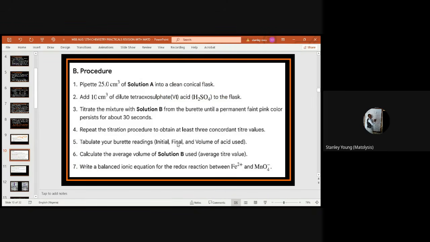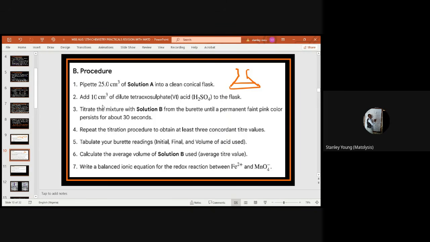Procedure. We have a procedure involving 7 steps here. They say pipette 25.0 cm³ of solution A into a clean conical flask. You have a conical flask, right? Let me redraw that. So you have a conical flask, and you want to pipette 25 cm³ of solution A into the conical flask.